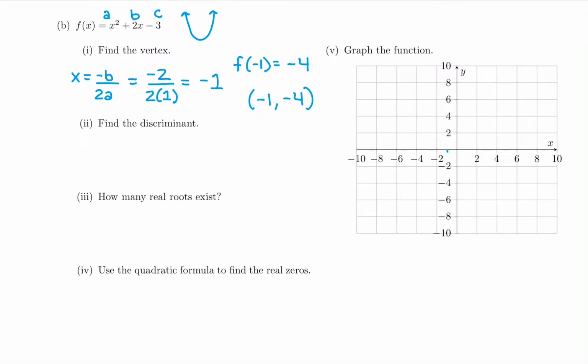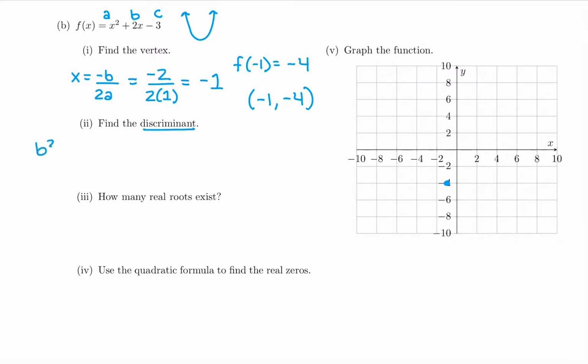So we don't have negative 1 in the x value here, but it's about halfway between 0 and negative 2. So there's my negative 1. And based on the shape of this graph being a U and that being the vertex, how many times do you think we're going to touch the x-axis? It should be twice. So we're going to double check by calculating the discriminant.